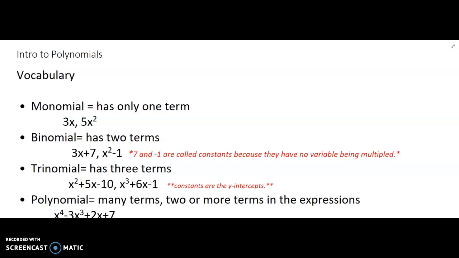Hello guys, today we're going to be starting Introduction to Polynomials. We're going to start with some vocab. Hopefully some of this is review. If not, that's fine. That's why we're talking about it now.